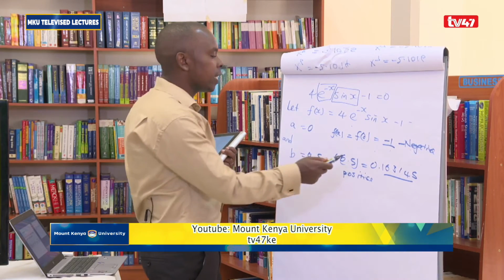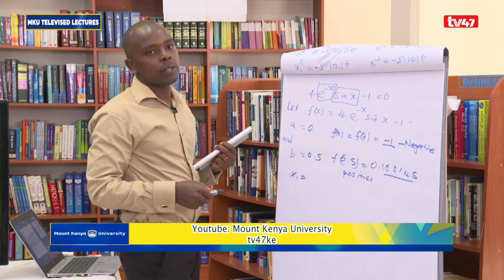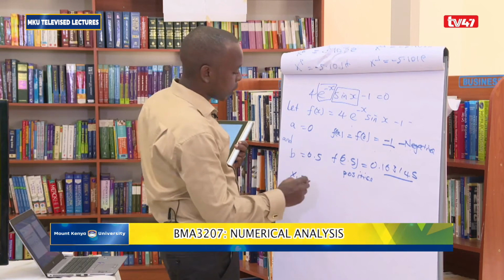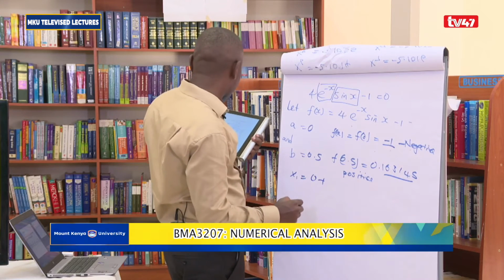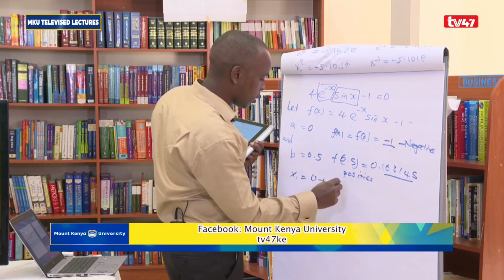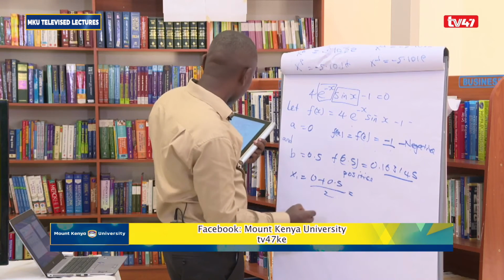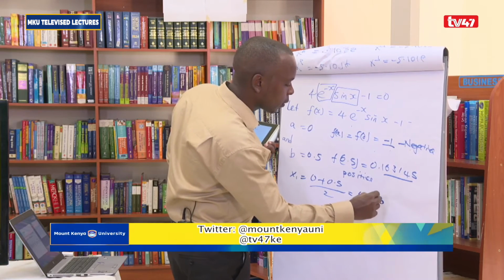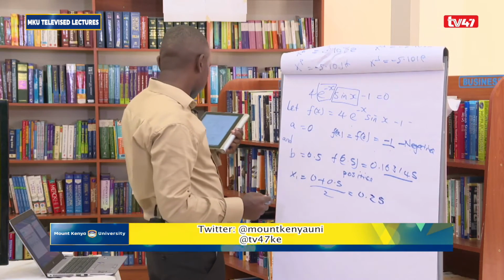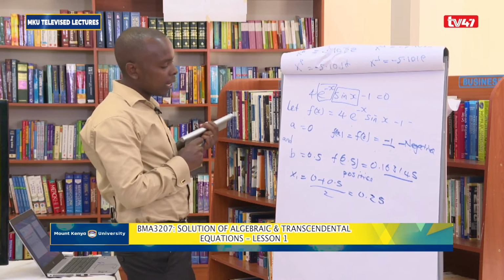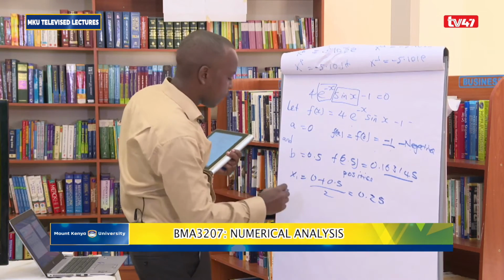So since this is the interval at which our root lies, we intend to narrow down the interval. So we start with the first approximation. So we have 0 plus 0.5 over 2, we have 0.25. And then we find f of 0.25.